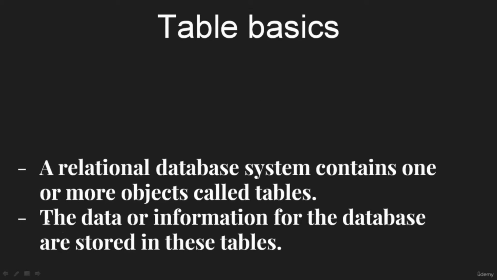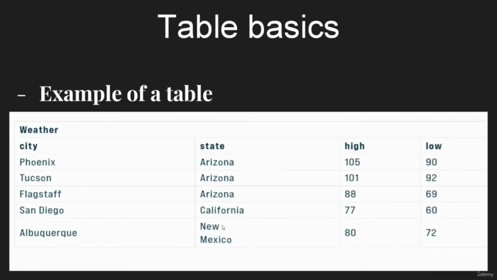Here, as you can see in the next statement, the data or information for the database are stored in these tables. After that, we have an example of a table. So here, as you can see, this is an example of a weather table. And here we have different kinds of columns like city, then state, then high, then low.